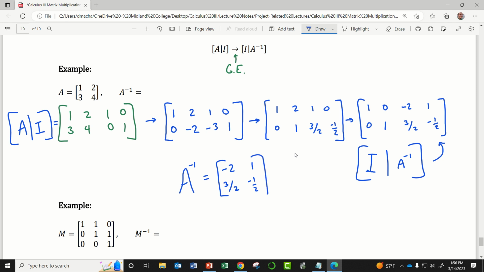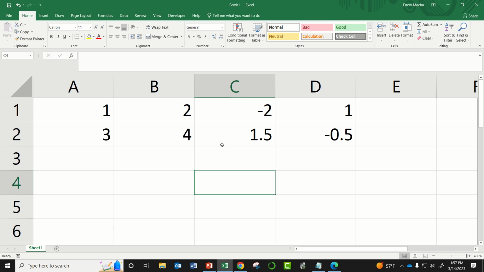I can check my work real quick using Microsoft Excel, so I'll go ahead and do that for you. I'm just going to open up a new workbook. I'm going to type in the matrix I started with, which was 1, 2, 3, 4. Next to it, I'm going to type in the matrix I found as the inverse: -2, 1, 3 over 2, and -1/2. That's what it looks like here in Excel.